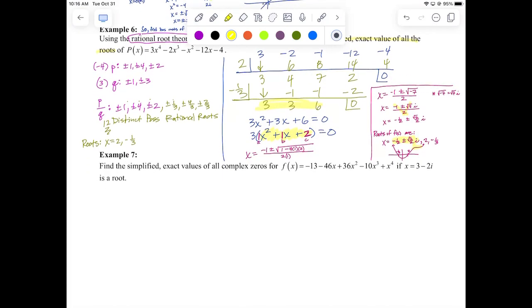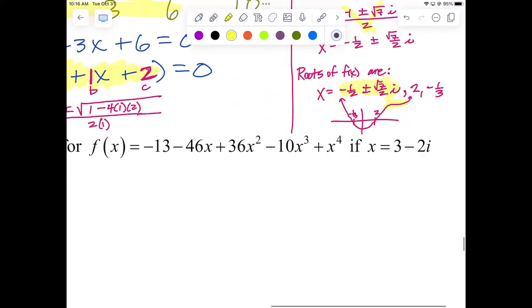Example 7. Find the simplified exact values of all the complex zeros. That's going to be the instructions for the rest of the day until we get to the last question. Number 4: negative 13, f of x, and so on, if 3 minus 2i is a root. Okay, step 1, take stock. What is the degree of f of x? Is it written in standard form? It's not, is it? So our first step should be to write it in descending order of degree.